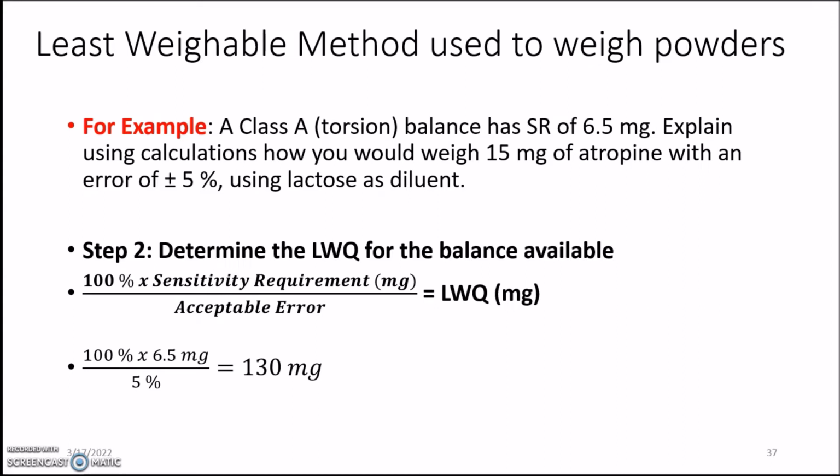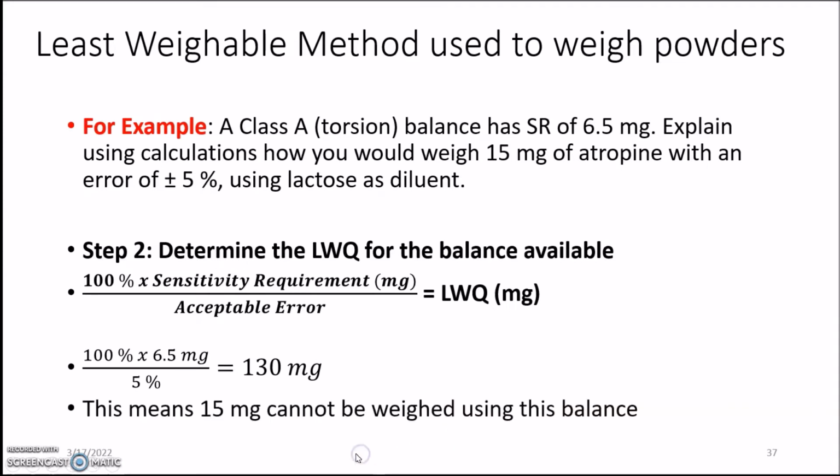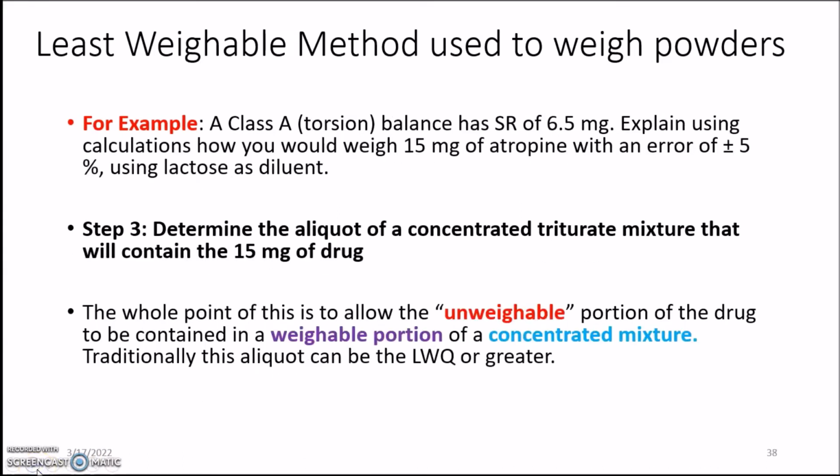We want to maintain an error of plus or minus 5%, meaning that 95% of the time we are quite sure that what we're weighing is what we need to weigh. So we can't use the scale to weigh anything less than 130 milligrams. That means the 15 milligrams that is required cannot be weighed on this scale. Therefore, we're going to have to find a method to weigh this 15 milligrams.